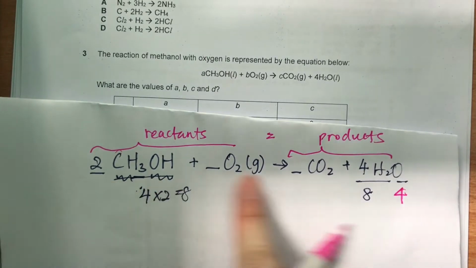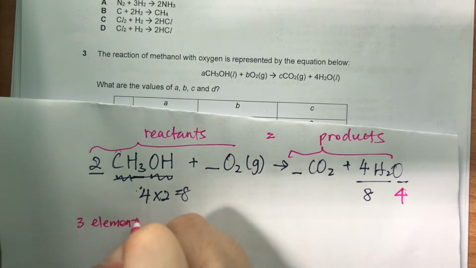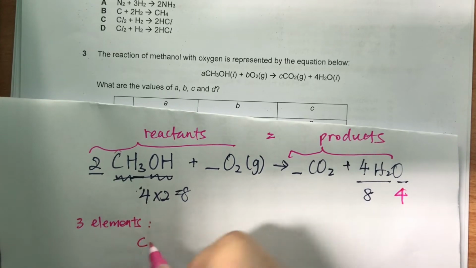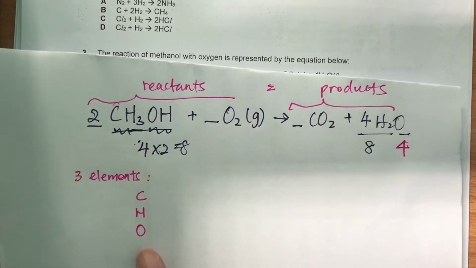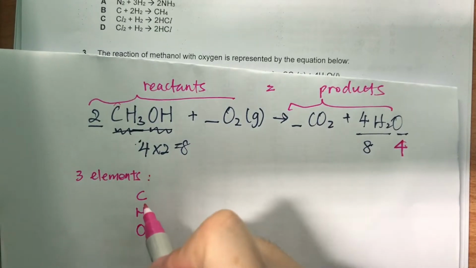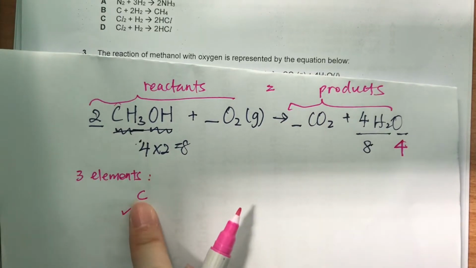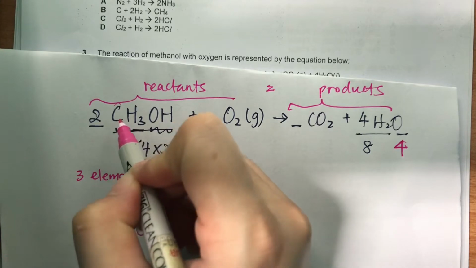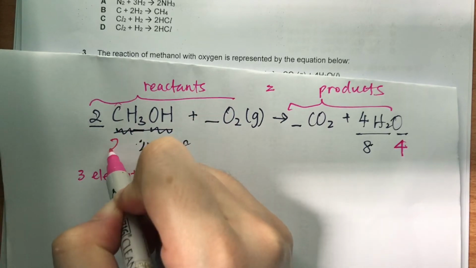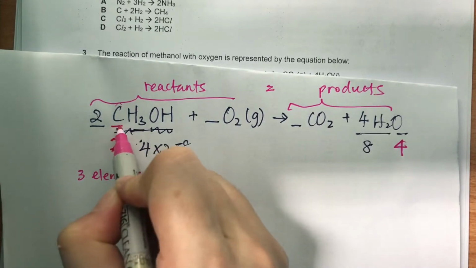So just look through again. There are a total of 3 elements here. What are the 3 elements? They are carbon, hydrogen, and oxygen. But carbon is not balanced yet, hydrogen is. So let's look at carbon. Carbon here, I have 2 times 1, total 2 carbon here.